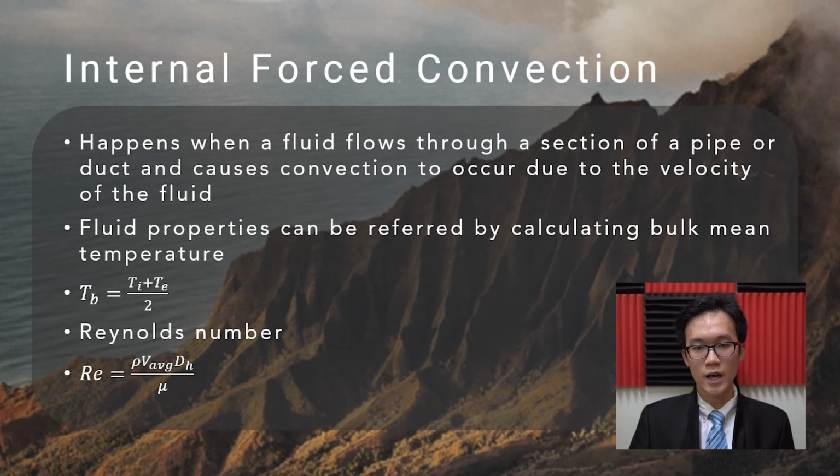Internal forced convection happens when a fluid flows through a section of a pipe or duct and causes convection to occur due to the velocity of the fluid. The fluid properties can be referred to by calculating the bulk mean temperature with the equation shown. The Reynolds number can be determined by taking the fluid properties, the average velocity, and the hydraulic diameter.